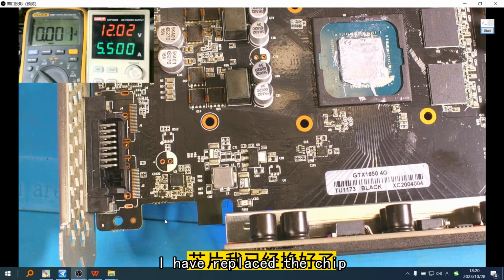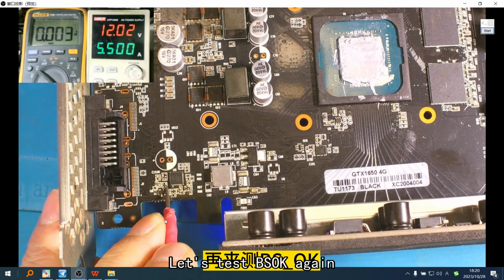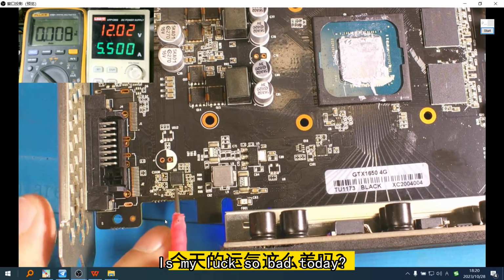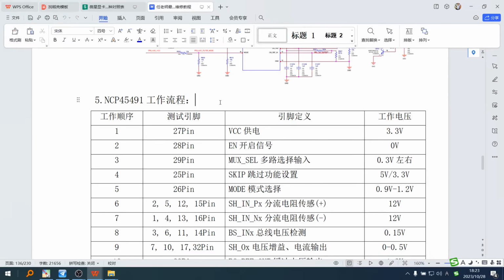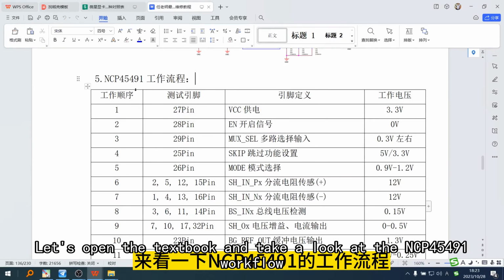I have replaced the chip. Let's test PSOC again. It's still 0. Is my luck so bad today? The next step can only be to check the working conditions of this new chip. Let's open the textbook and take a look at the workflow.